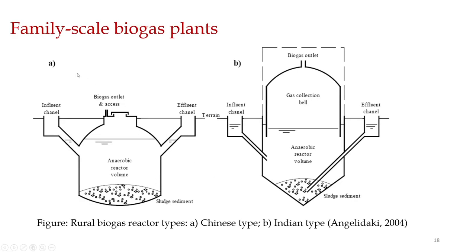So have a look at the family size biogas plant. It may be Chinese type. This is the schematic for the Chinese type, and this is the Indian type biogas plant. So we have a mixing chamber, fermentation chamber, and then we have an outlet tank or effluent channel. Same thing here, but only some of the geometrical changes will be there.